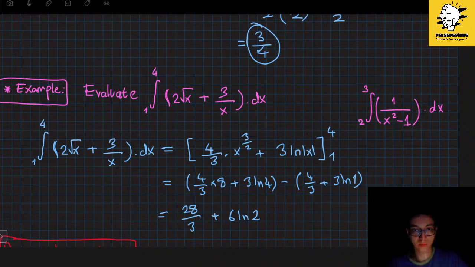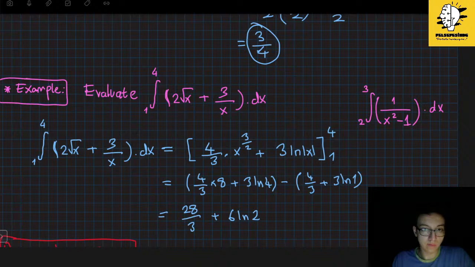Let's take the integration of 2 times square root x. We have to add 1 to the power, and then divide by 3 over 2, the increased power. Then we are going to find at the end 4 over 3 times x to the power of 3 over 2.